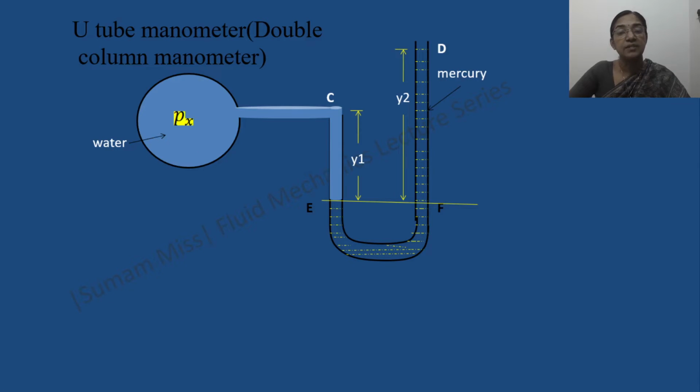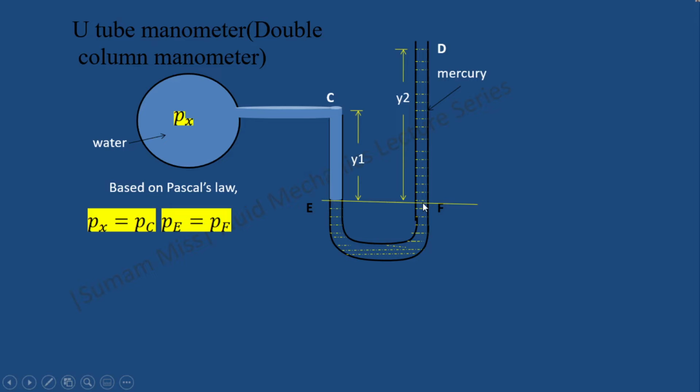For writing the pressure balance equation, we have to consider two criteria. One is Pascal's law, which states that the intensity of the pressure at any point in a static mass of fluid is equal in all directions. That means 2 points at the same elevation in a continuous fluid at rest are at the same pressure. So as the pressure head is the same above this horizontal datum line, the pressure in the left limb and the pressure in the right limb we can equate. That means we can equate the pressure at E equal to the pressure at F.